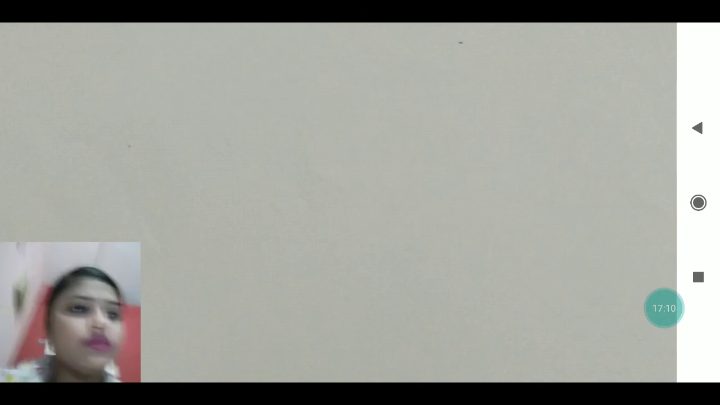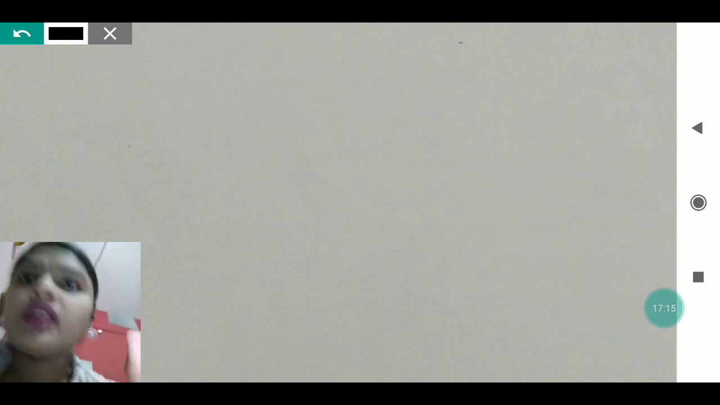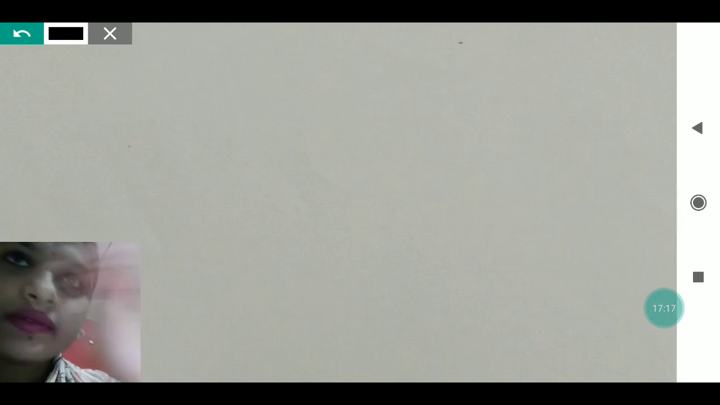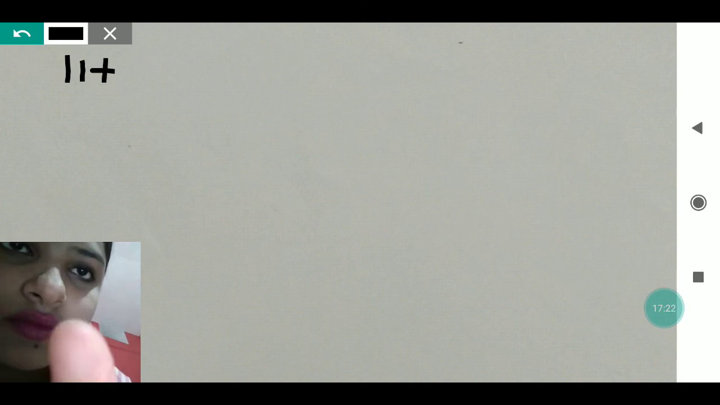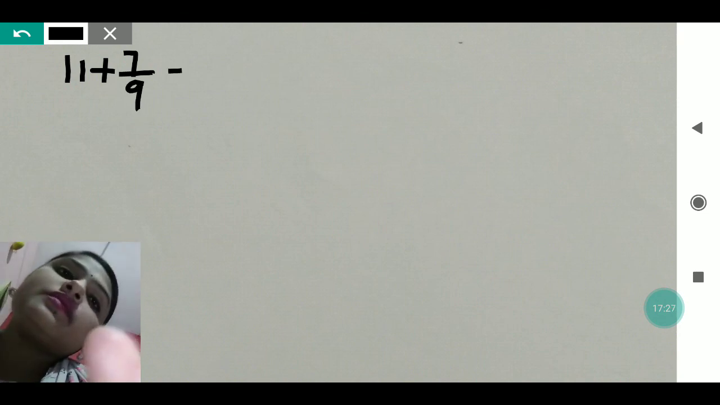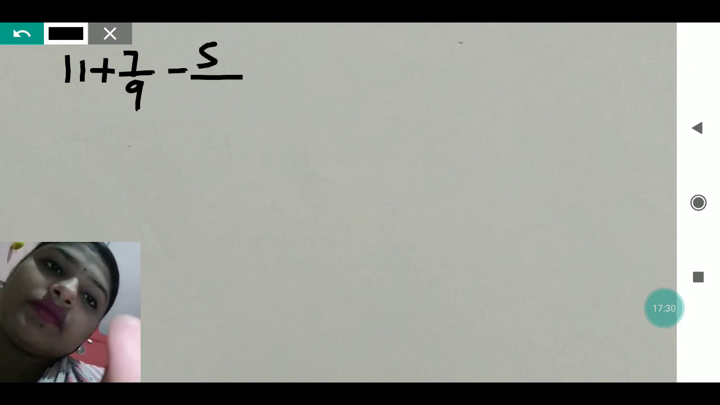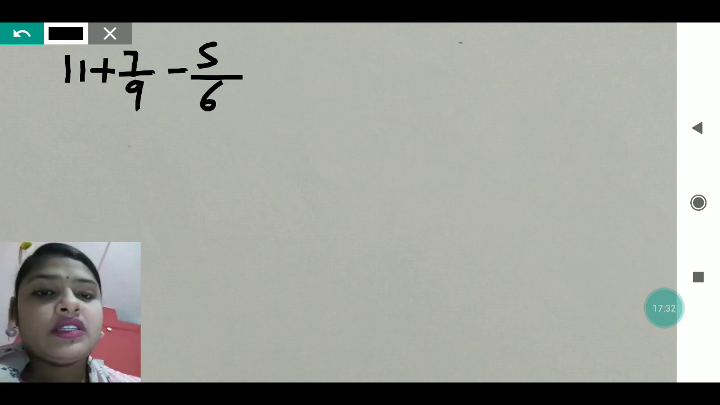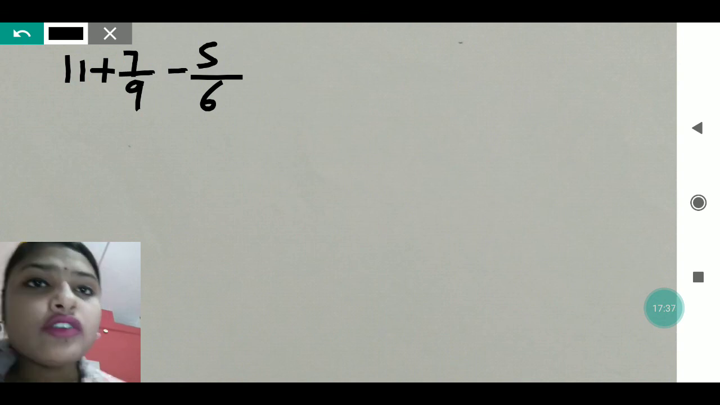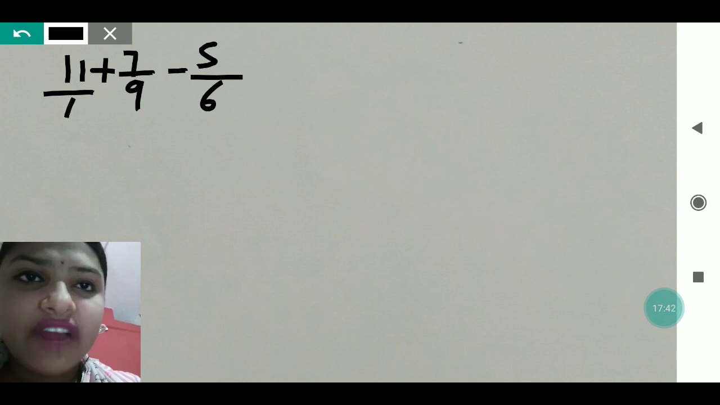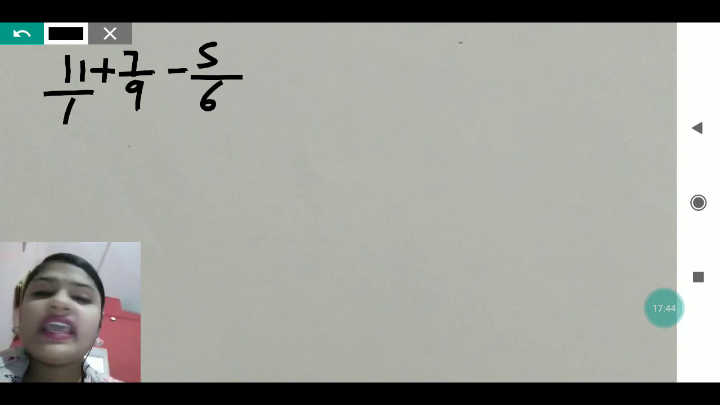One more question I will do like this. Just see. Suppose this is the question given: 11 plus 7 by 9 minus 5 by 6. Below 11 nothing is given, but it is a whole number. All whole numbers are fractional numbers, as we already know. Again we have to do what?